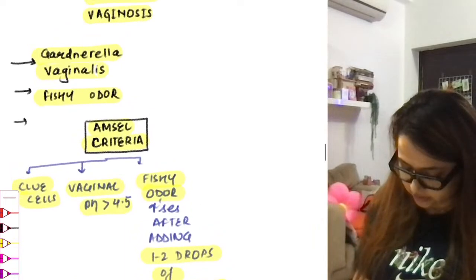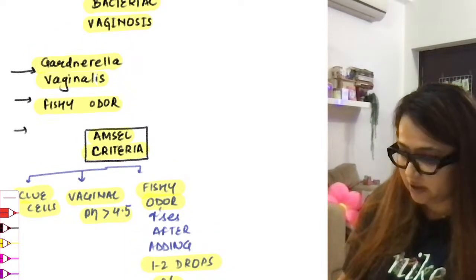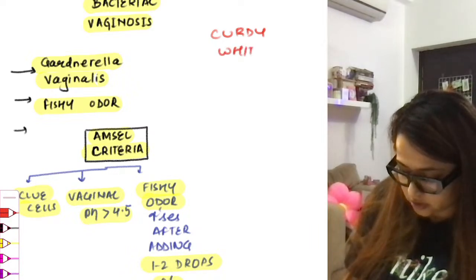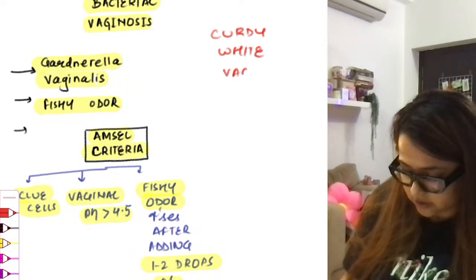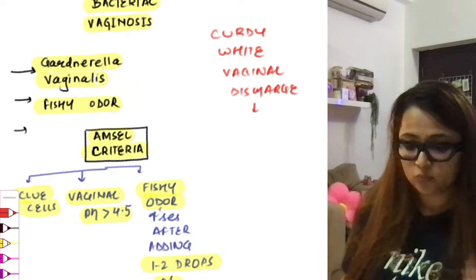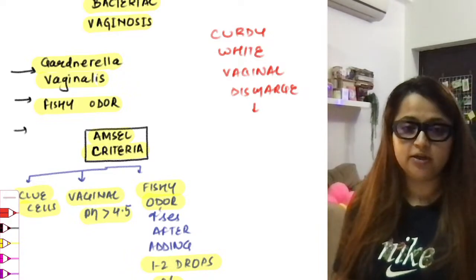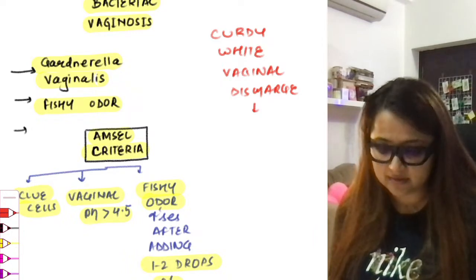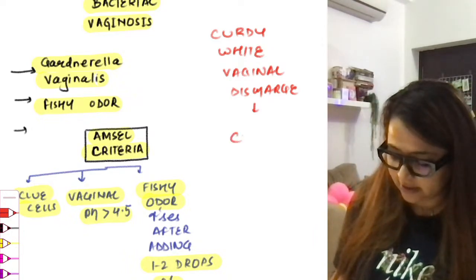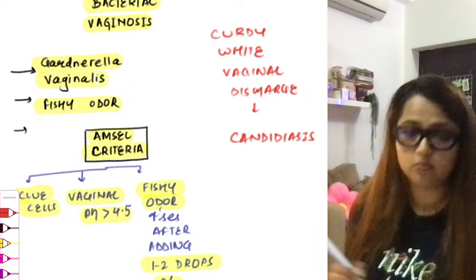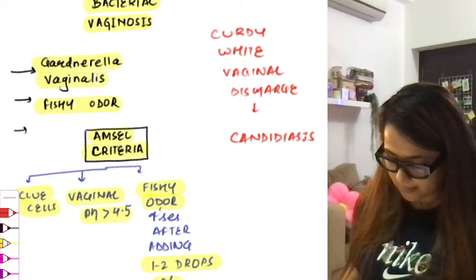Okay, one more question here. What if the patient comes and tells you that the patient is having curdy white vaginal discharge? Curdy white vaginal discharge. What would you answer here? Curdy white vaginal discharge. Yes, exactly. So that is vaginal candidiasis. Candidiasis. Remember this point. All right.